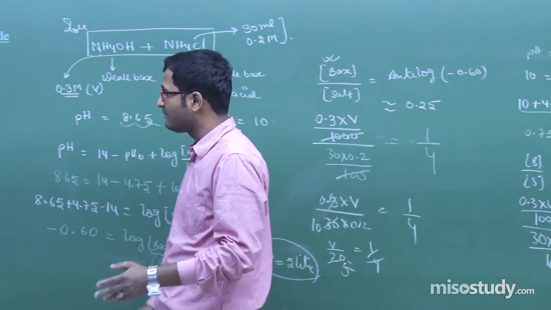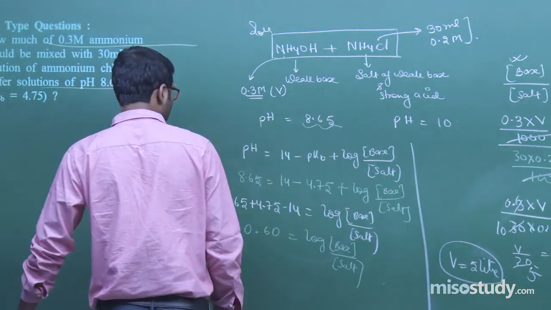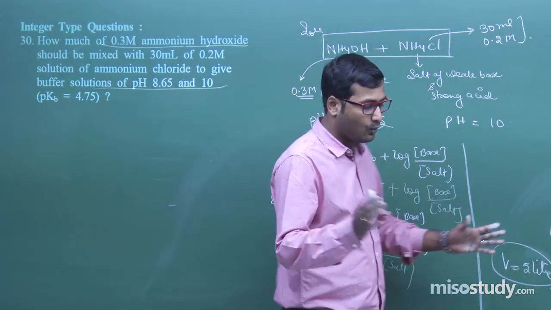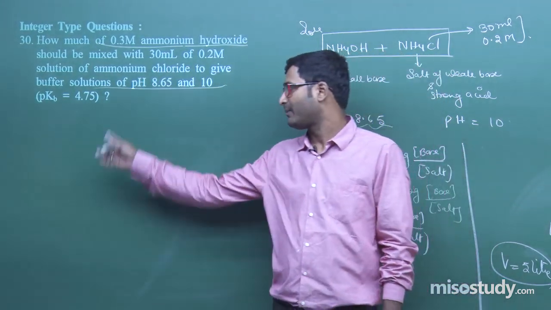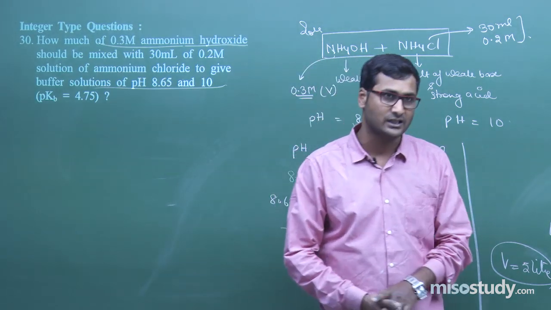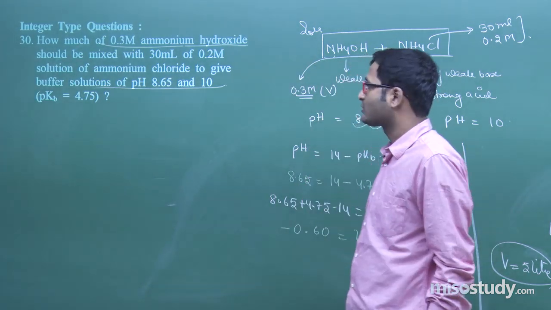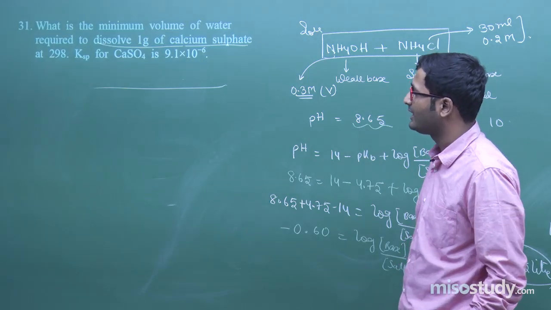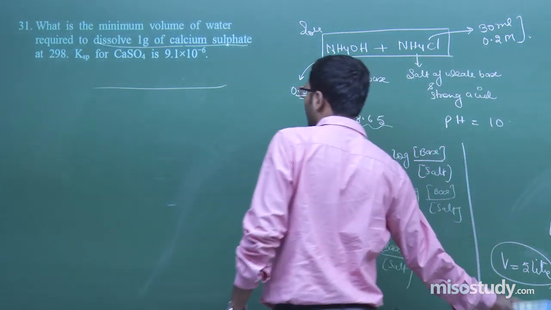So these are the simple questions, and definitely this question, my friend, will help you a lot while solving the questions related to chemical and ionic equilibrium. Am I right? Yes, sir. You are absolutely right here. Now let's move to the next question. What is the next question? Question number 31 is given.